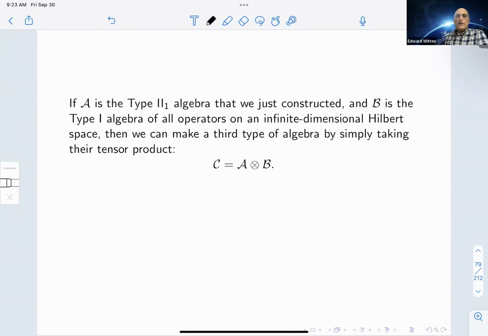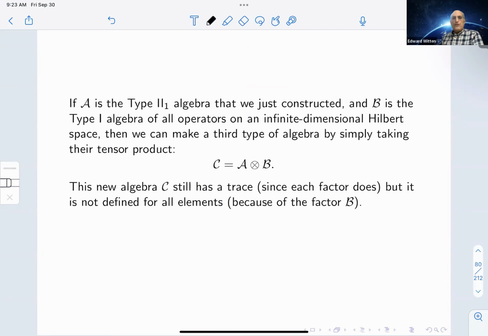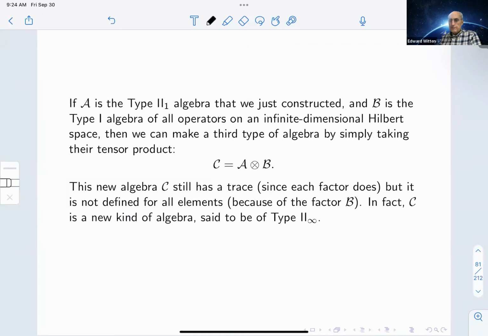Now, if A is this type 2-1 algebra and B is the more obvious type 1 algebra of all operators on an infinite dimensional space, we can make a third type of algebra as their tensor product. So C I'll write as A tensor B. The new algebra still has a trace because each factor does, but the trace is not defined for all elements because of the factor of B. In fact, C is a new kind of algebra said to be of type 2 infinity. And these are the important type 2 algebras, or at least for the applications in today's lecture.